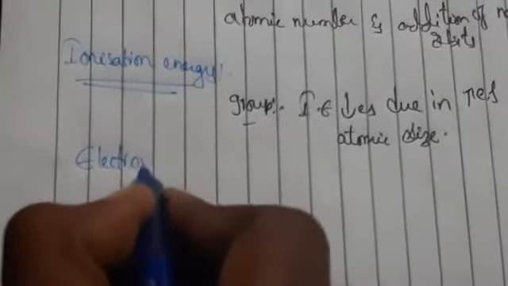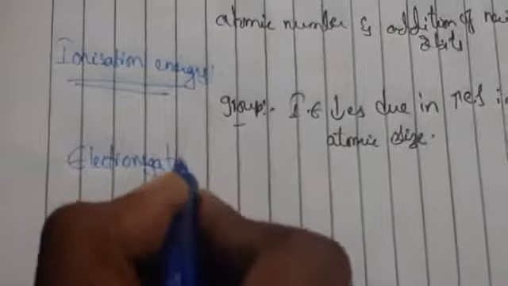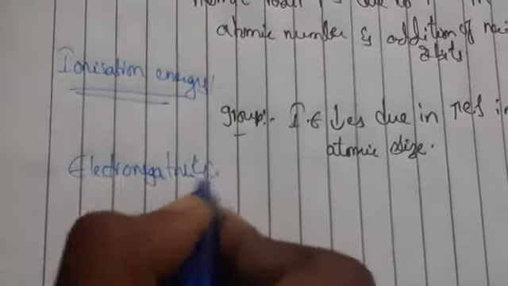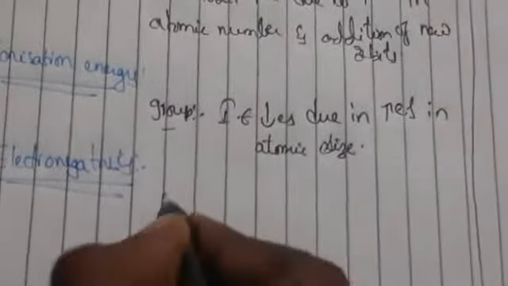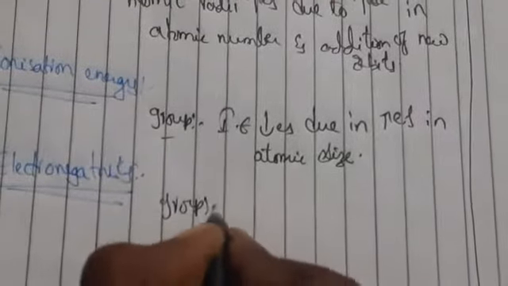Coming to electronegativity. Electronegativity is the tendency to attract a shared pair of electrons. Electronegativity also decreases in a group. Here also the same reason applies: due to increase in atomic number and atomic size, electronegativity decreases.